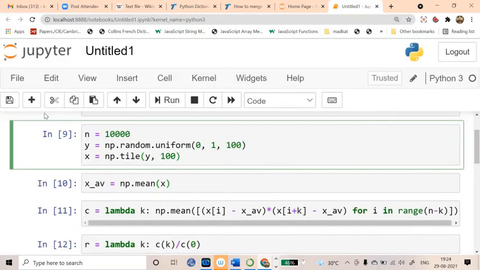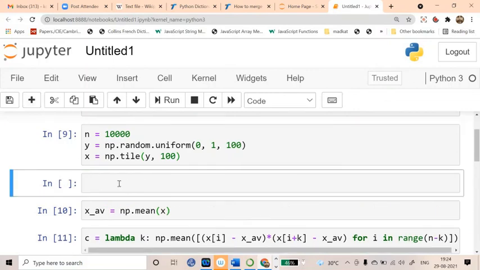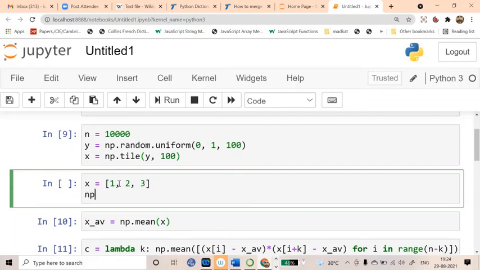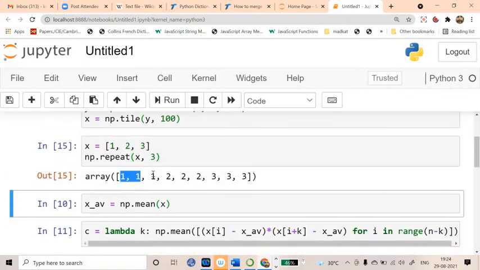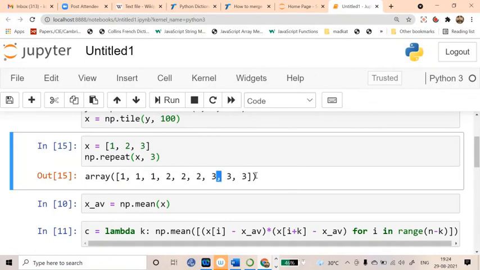Instead of tile, there is another interesting function in NumPy, which is called repeat. Say x is 1, 2, 3, and if you write np dot repeat x comma 3, it will repeat each number 3 times. So it will be 1 1 1, 2 2 2, 3 3 3.